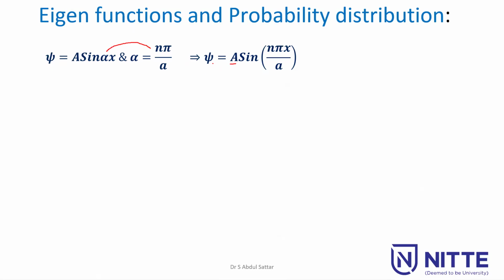Then we can discuss how this wave function distributes among the different energy levels in the potential box and how the probability distribution takes place. To find the value of A, we are applying the normalization condition. So what is the normalization condition? Integral from minus infinity to plus infinity of psi star psi dx dy dz equal to 1. This concept we have discussed in lecture 3.